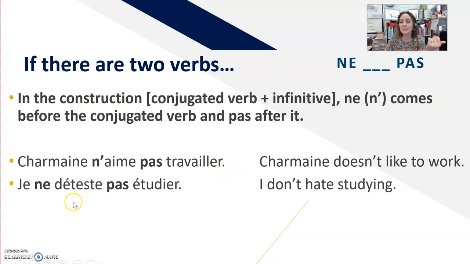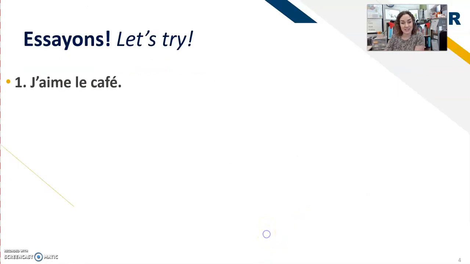I don't hate studying. Je ne déteste pas étudier. So I'll put ne pas around my verb, déteste, and then my infinitive verb, the thing I don't hate, just comes afterwards. Je ne déteste pas étudier. That is how you make a simple sentence negative in French, how to say don't or doesn't. And let's practice a little bit.